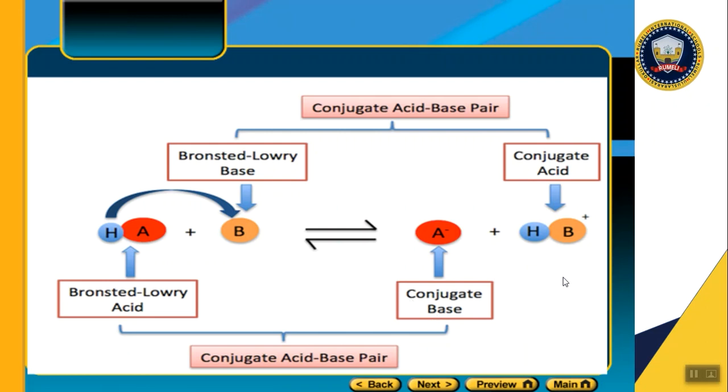Okay, and the other part, the hydrogen ion or the proton which will move to the base, this part is called the conjugate acid. So here is the acid, this is the base, A minus is the conjugate base from the acid, and this part is the conjugate acid from the base. Okay, now you understand this slide. Study it well. This is very important.